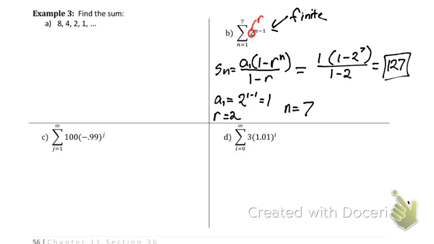So S sub n is equal to the last term then? Yep. Wait, so 127 is the last term? No, oh wait, it's the sum of all those terms. Oh, okay, yeah, that's right. Yep, it's the sum. We're finding the sum. So maybe I'll write that. That is our sum. Those are the hardest ones. Finite are the hardest ones because it's got the hardest formula.